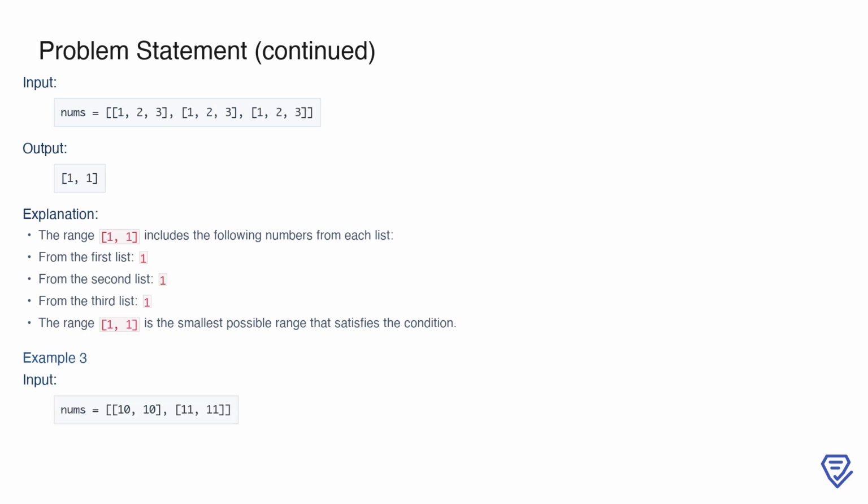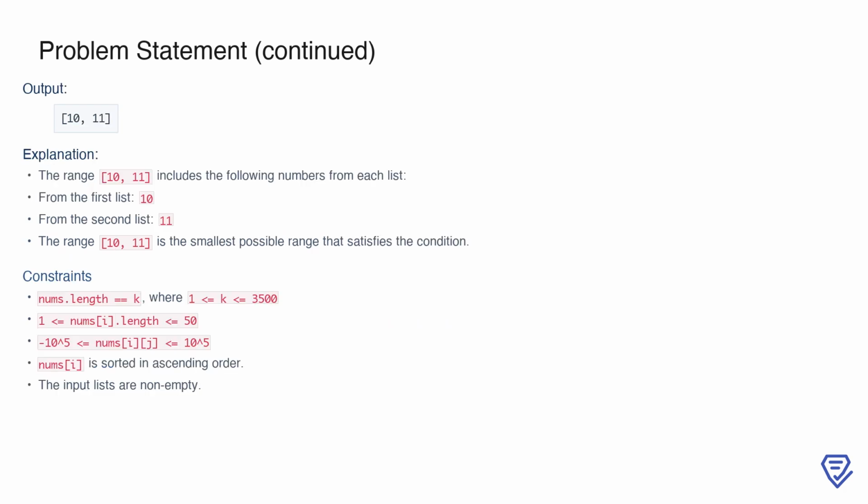Now, let's look at another example where the input lists are simpler. Consider three lists, each containing [1, 2, 3]. In this case, the smallest range that includes at least one number from each list is [1, 1]. Here, the number 1 from all three lists satisfies the condition, and no smaller range exists. This example highlights how the solution must adapt to cases where all input lists are identical or overlap entirely. Additionally, for an input like [10] and [11], the smallest range would be [10, 11]. The number 10 comes from the first list, and 11 comes from the second list, forming the smallest range that includes a number from each list.